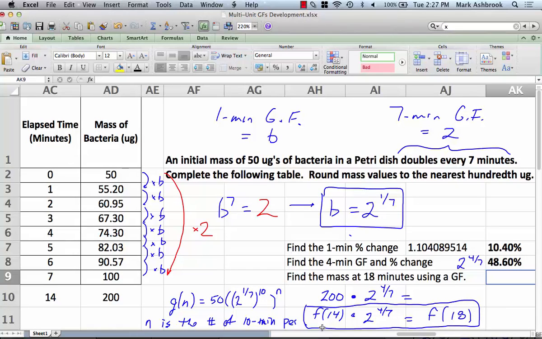So if you take 2 to the 1/7 to the 10, you get the 10-minute growth factor. And so then if n is the number of 10-minute periods, we're set, because whatever n is will be the number of times we multiply by the 10-minute growth factor.